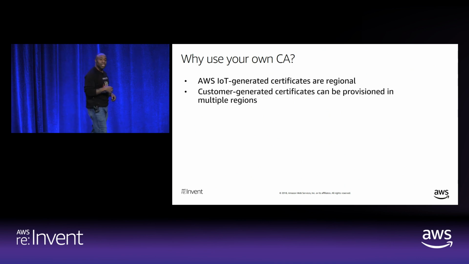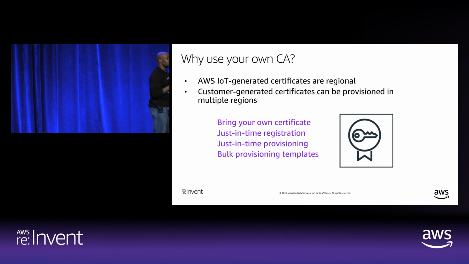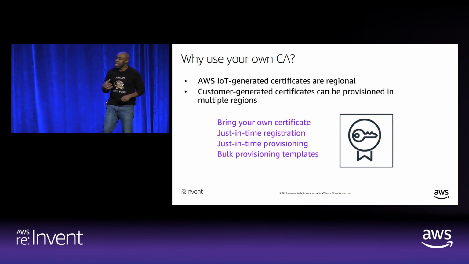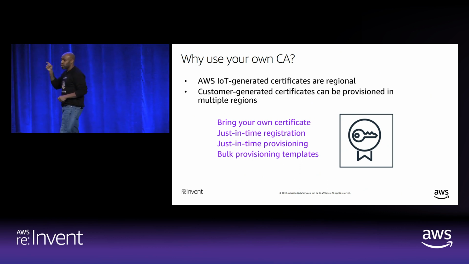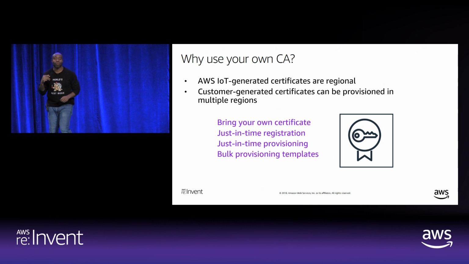If you use your own certificates, customer-generated certificates by your own CA, those are multi-region by default. And then you can use any of these four mechanisms in AWS IoT Core, whether that's bring your own certificate, just-in-time provisioning, bulk provisioning, or just-in-time registration. Any of those will allow you to register in a region and then also register that certificate in other regions.